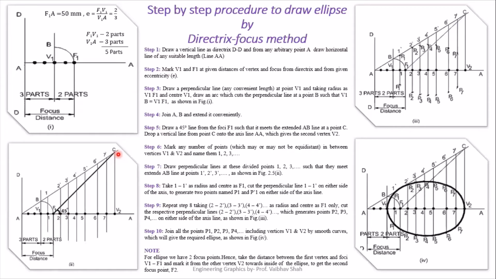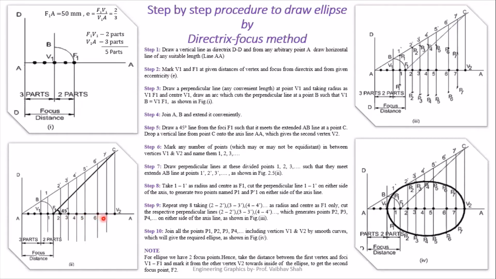Now from point C, you have to draw one perpendicular line to this AA axis and this end point would be nothing but your vertex point V2, the other vertex point of your ellipse. After getting this vertex point V1 and V2, we have to measure the distance between V1 and V2 and accordingly we must divide this V1 and V2 into equal number of parts. So here we have divided this portion into 8 equal parts.